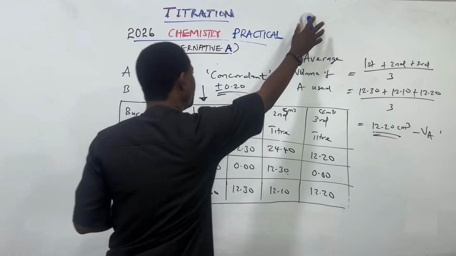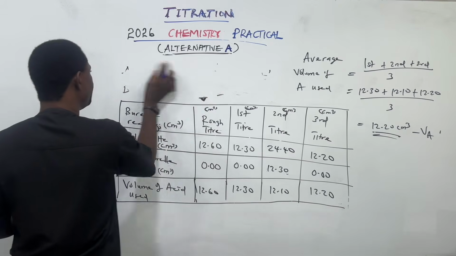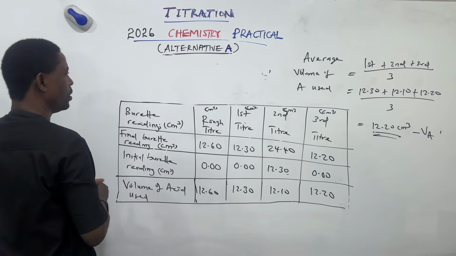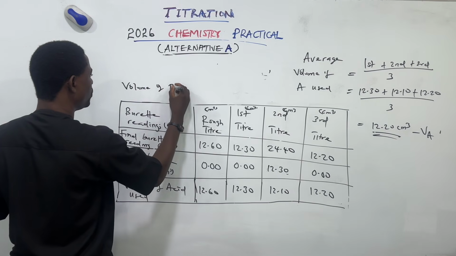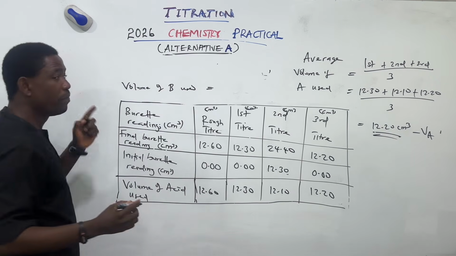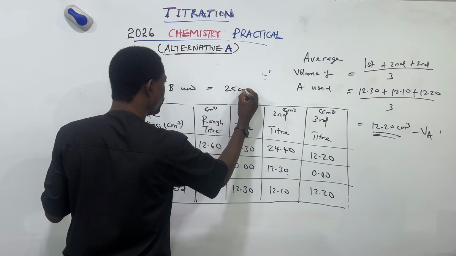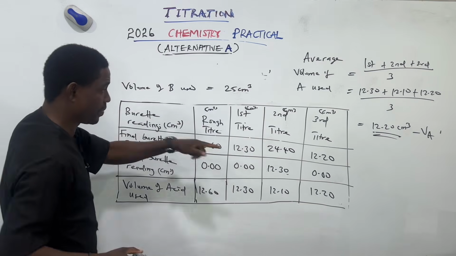So at the top of your table, you write the volume of B used. That is your volume of pipette. So in this case, we use 25 cm³. That's what I use for this titration.